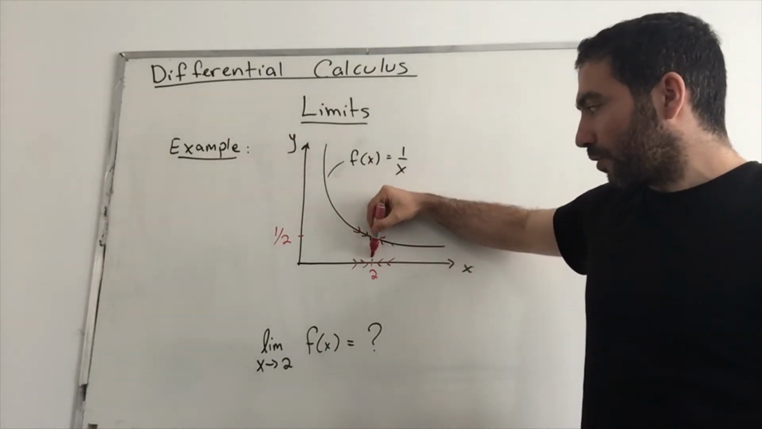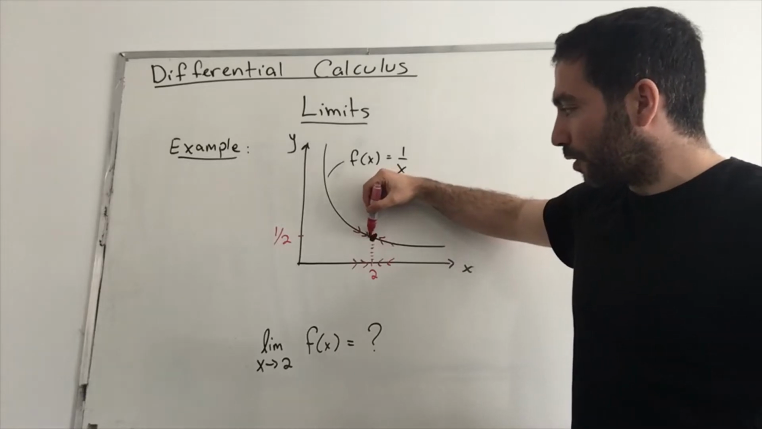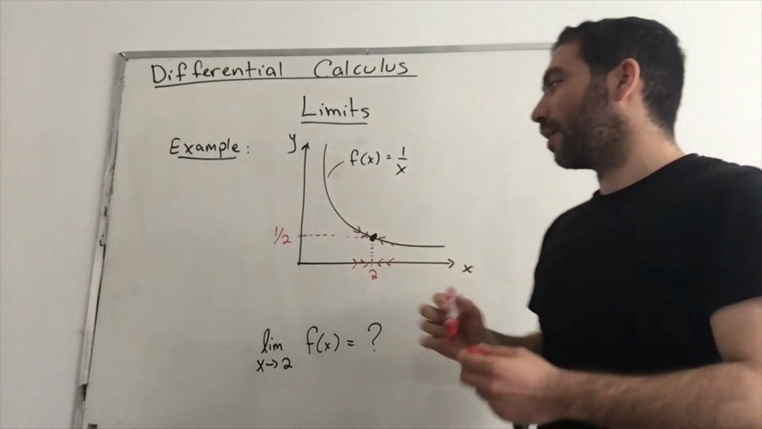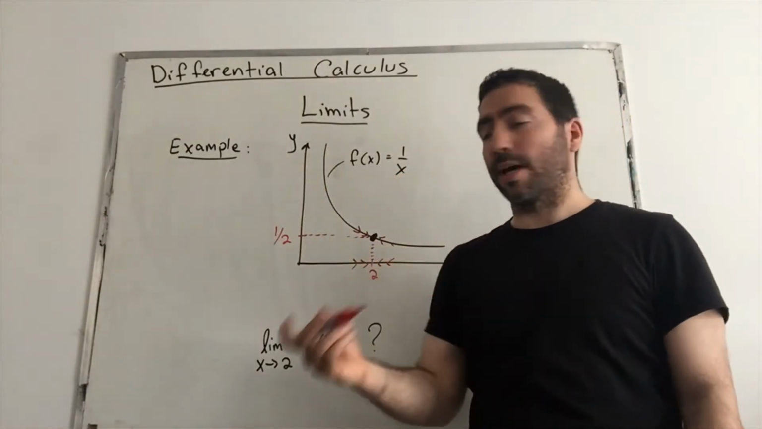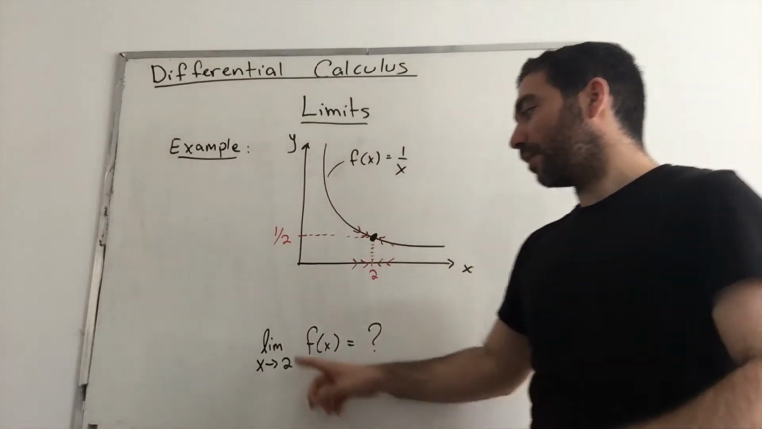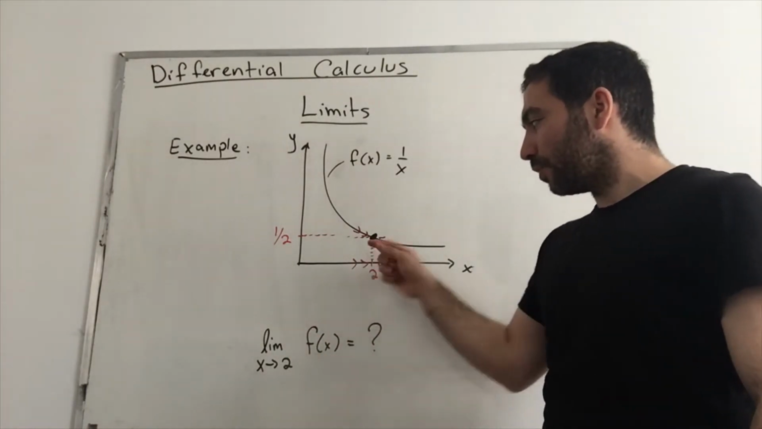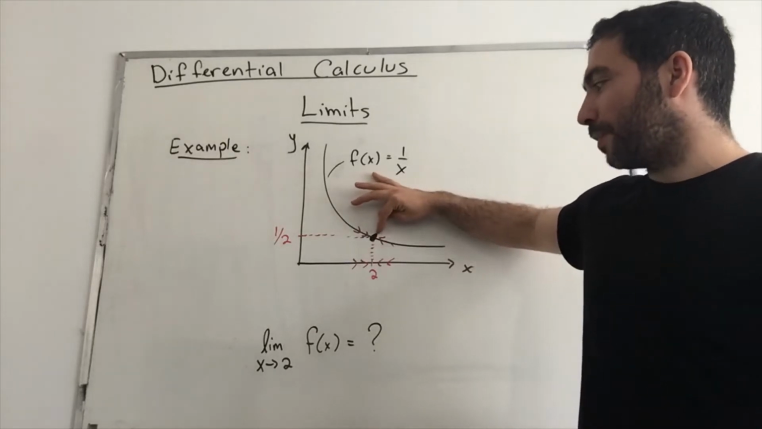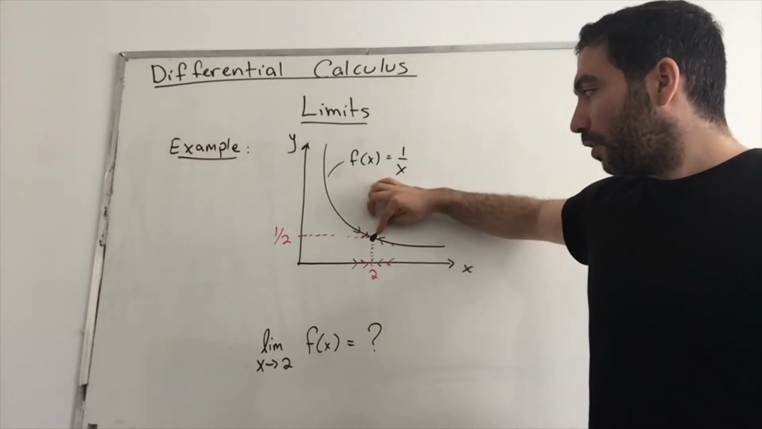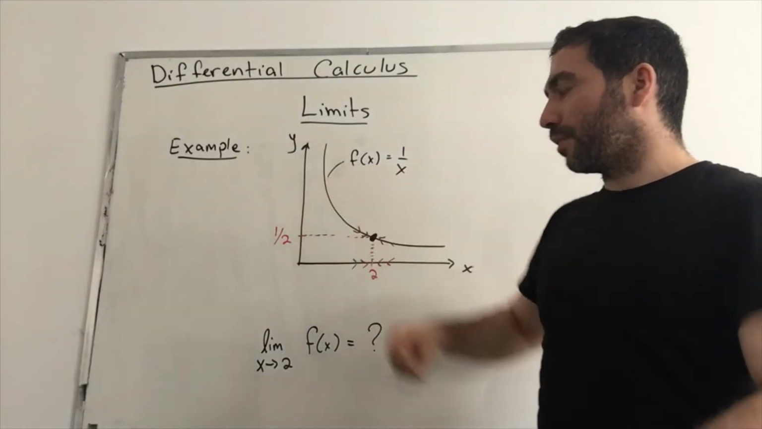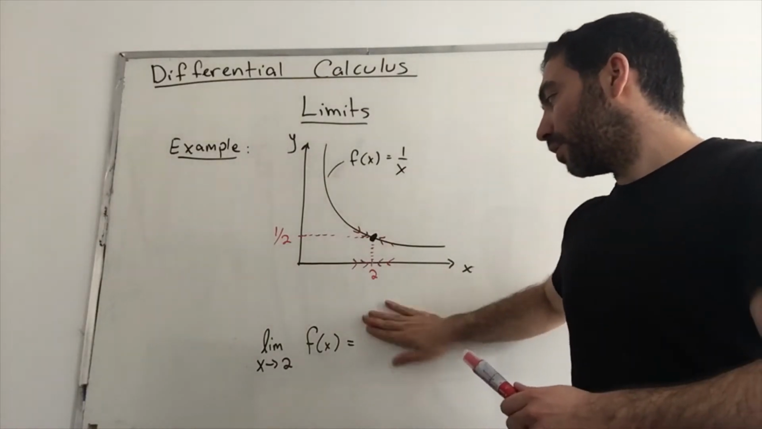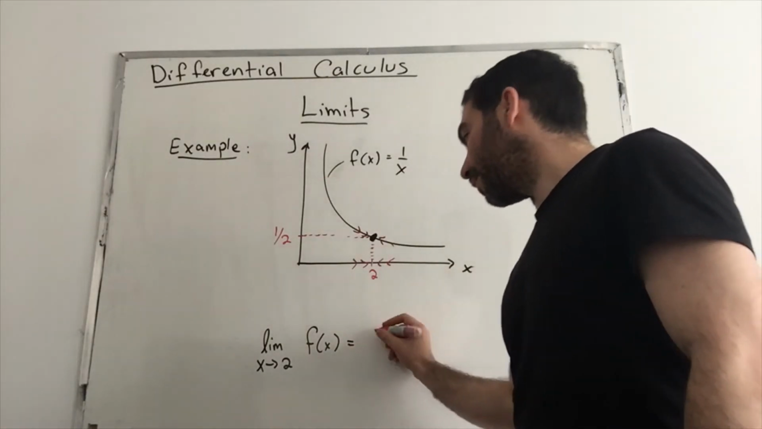Well, as we get close to 2, we hit this point over here, which is approaching this value here on the y-axis, which is a half. So when we're saying the limit as x approaches 2, as we get close to 2, we're hitting the function at this black point over here, and that's associated to the y value of 1/2. So the limit as x approaches 2 of f of x is a half.